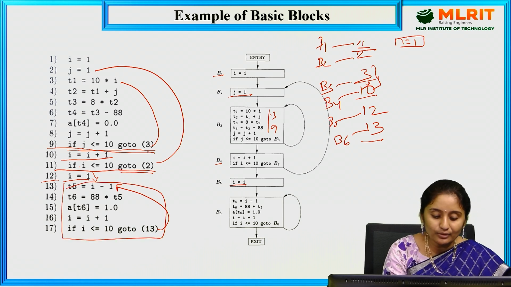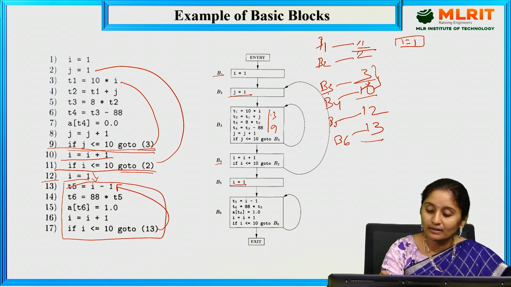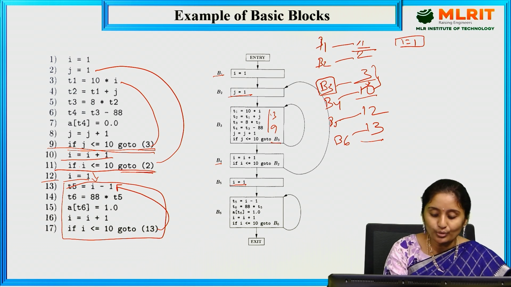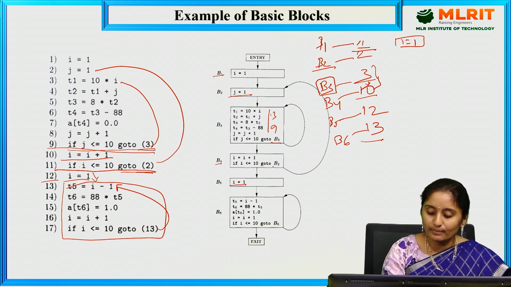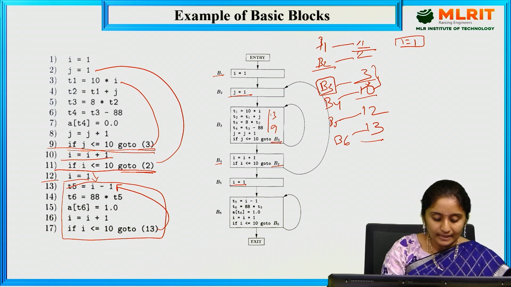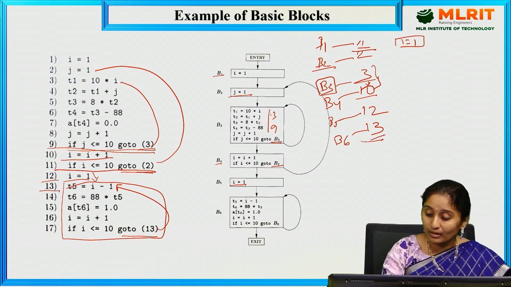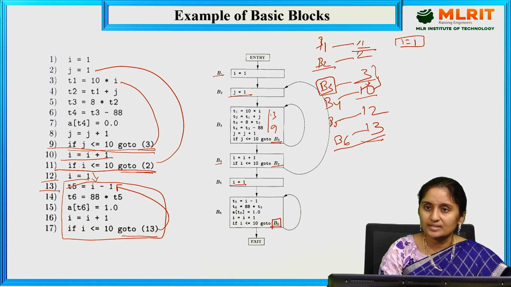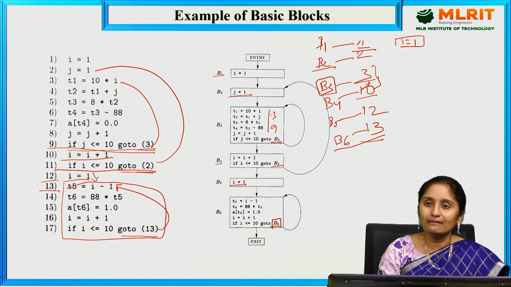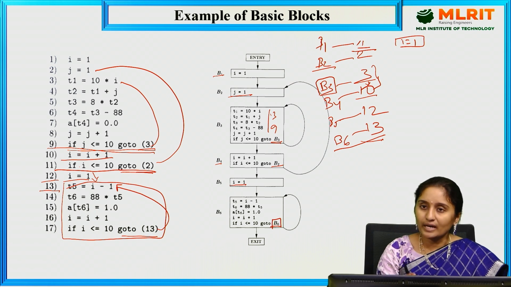Here I have go to 3, go to 2, go to 13. 3 is nothing but what it is representing? Which block am I representing? Go to B3. Next, go to 2 is nothing but 2 is what it is represented with B2. Go to 2 is nothing but B2. Go to 3 is nothing but B3. Next one I have here go to 13. So 13th line is coming under which block? B6. So go to B6. Right. So we have identified the leaders and we have determined the blocks.